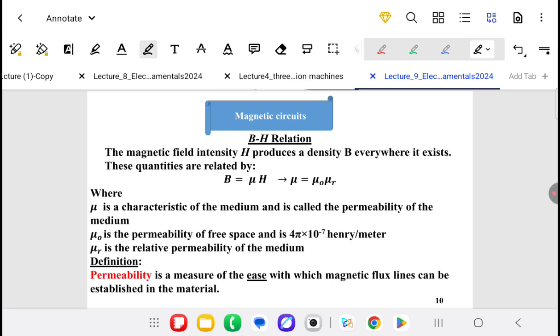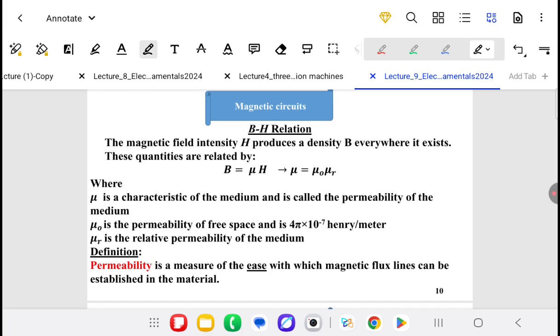Now we will see the BH relationship. The magnetic field intensity H produces a flux density B everywhere it exists. Everywhere H exists, it produces magnetic flux density B. These quantities are related by B equals mu times H, where mu equals mu naught times mu r. This is in the linear region, as we will see the BH curve of the different materials.